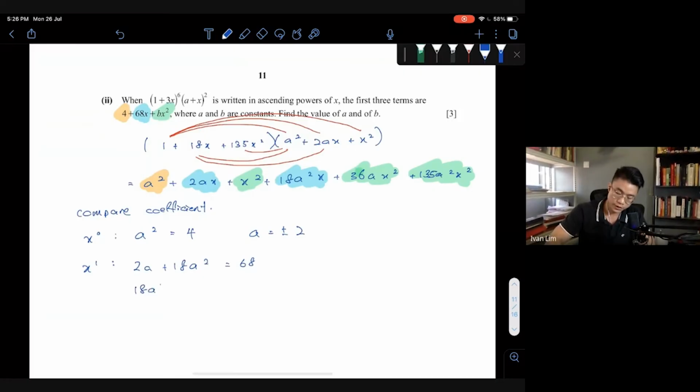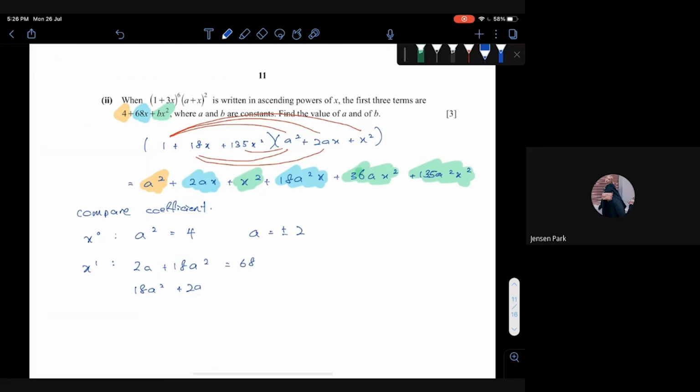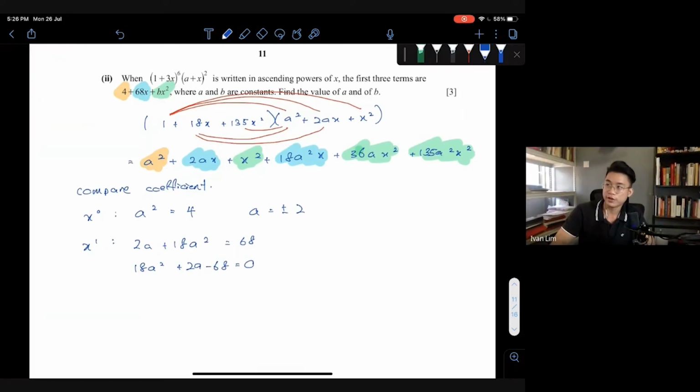Okay, this can be a quadratic equation. So 18a squared. Oh, you're right. Why so little marks on this? Yeah, only 3 marks. At least 5 marks. Okay, from here only you can find your a value, to double confirm it.